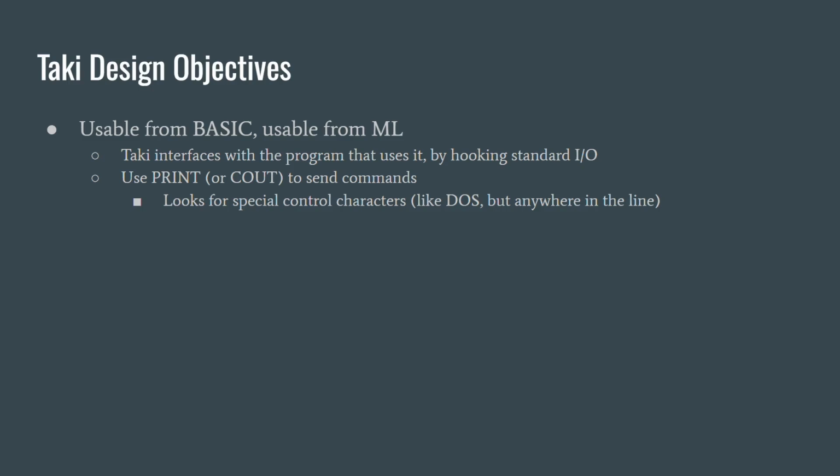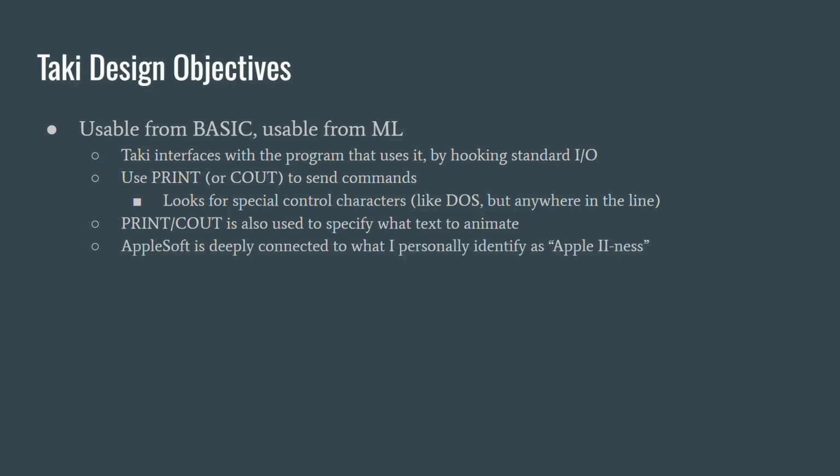This also meant that describing the text to be animated could also be done using print statements, which is obviously a pretty natural facility to provide text with. For me personally, AppleSoft is a fundamental part of what I identify as Apple II-ness. Wherever I can make something that could maybe form a symbiotic relationship with AppleSoft, I like to do that. BASIC is perhaps not the ideal language for writing a text adventure in, so I don't want to actually require it. And yet, I think most people wanting to get their feet wet in designing and creating a text adventure game, they're going to use BASIC to do it. And I want people to be able to use Taki as a part of that experience too.